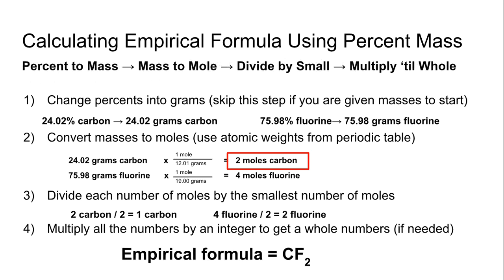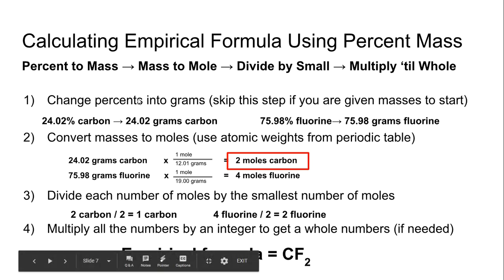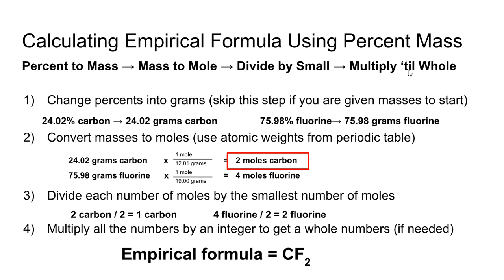Sweet. Well, why don't you, oh, right, I forgot. Here's the silly thing that my teacher in high school said that is still drilled into my brain years later. The way that they talked about doing this is we went from percent to mass, step 1. We went from mass to mole, step 2. We divided by small, step 3. And we multiplied till whole, which that part's silly. But then I was like, you could actually make a really crappy rap song out of this. So if you want to do that, be my guest.